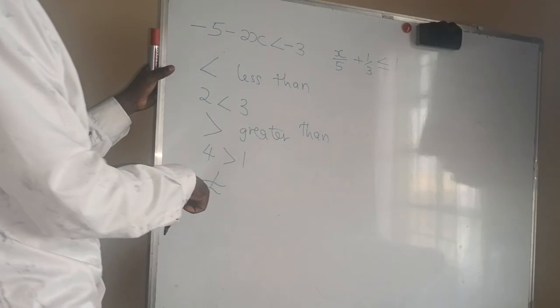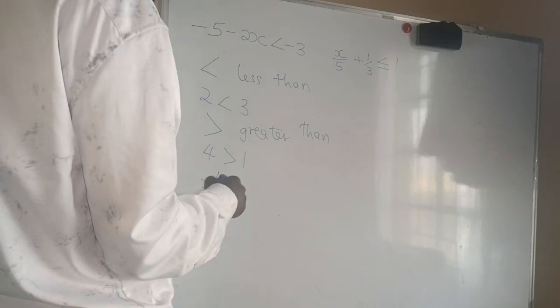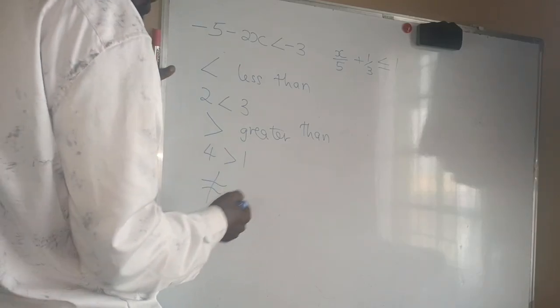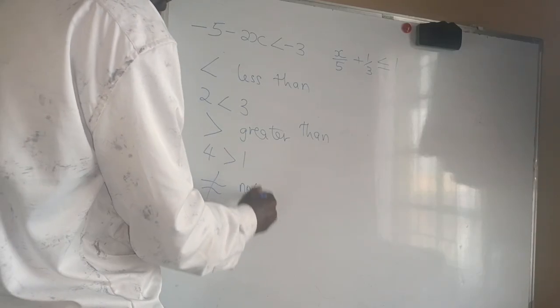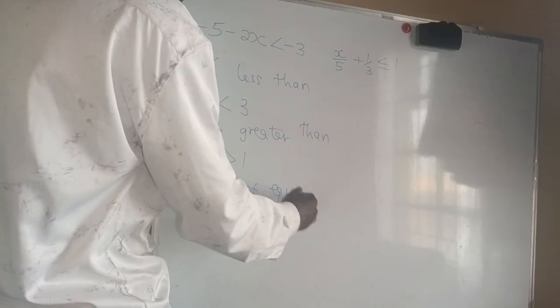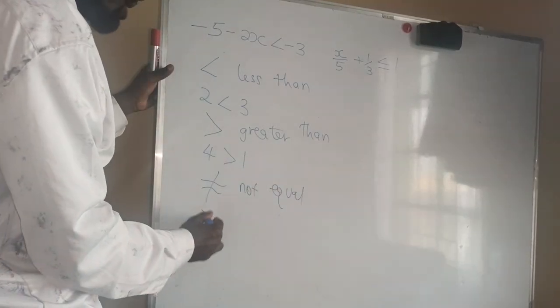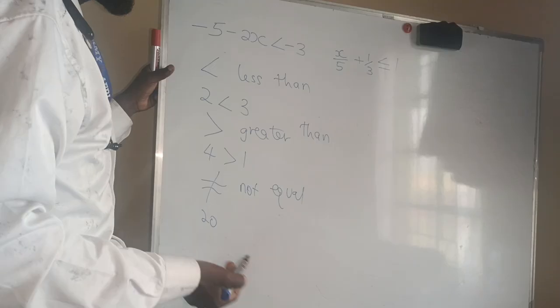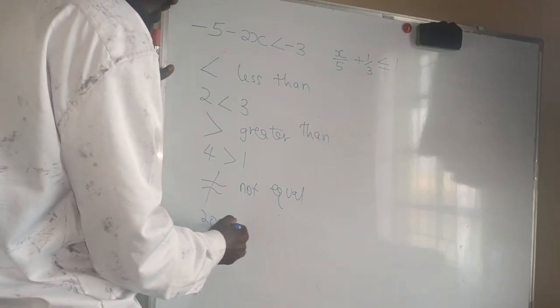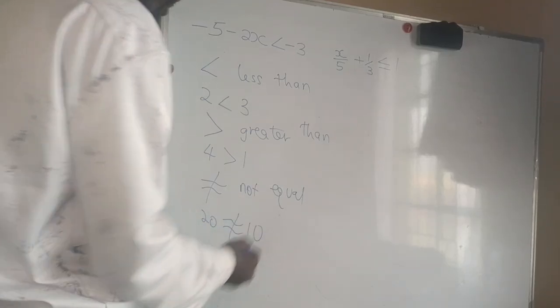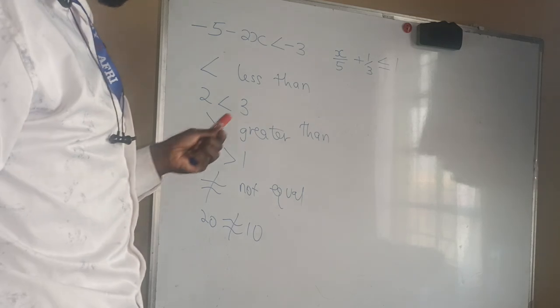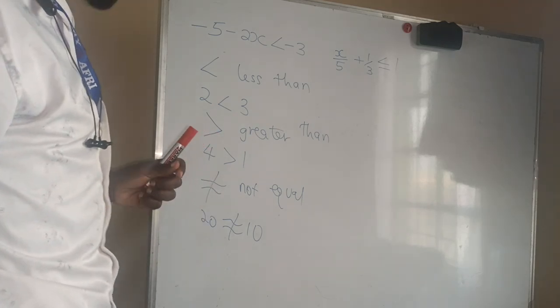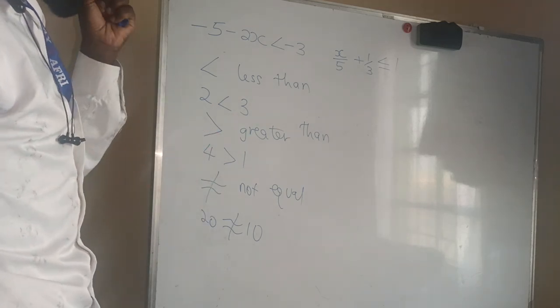Someone else can come up with this inequality. This means not equal to. So for example, I don't think 20 is equal to 10. So I can just say 20 is not equal to 10, because 20 is greater than 10 and 10 is less than 20.